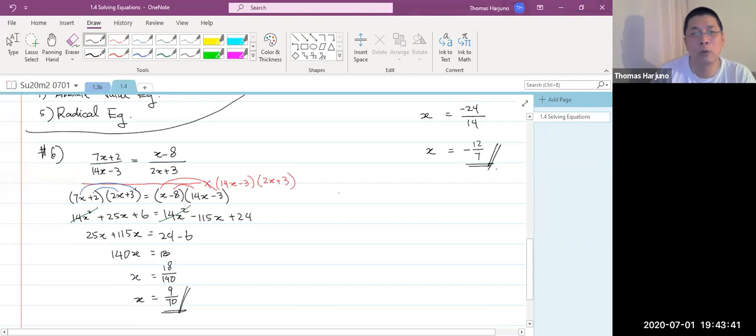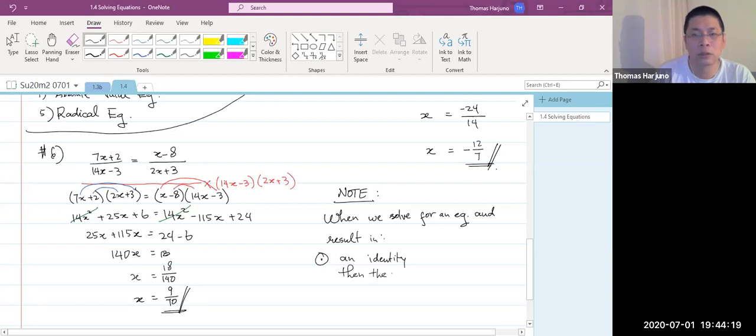Now, when we solve for an equation, first, if it results in an identity, then the solution is all real numbers in the domain of the equation.